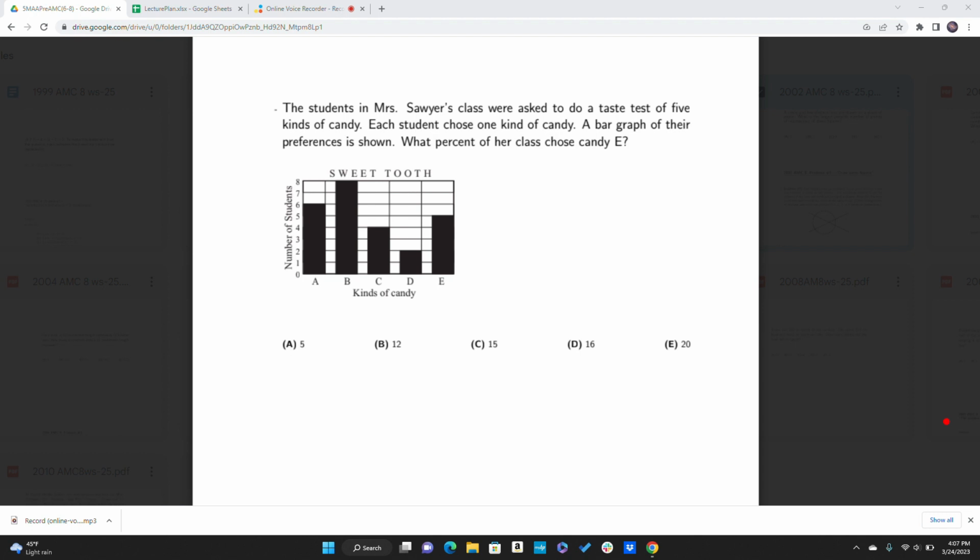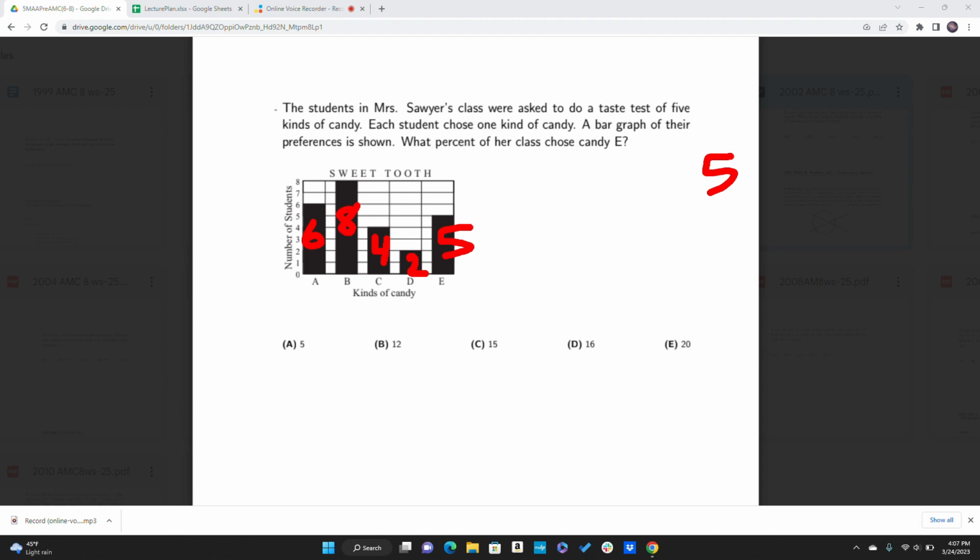Okay, we've got students in Mrs. Sawyer's class asked to do a taste test of 5 kinds of candy. Each one chooses one. What percent of her class chose candy E? Okay, let's see how many people chose what kinds of candy. Here we've got 6 people with candy A, 8 people with candy B, 4 people with candy C, 2 with D, and lastly 5 with E.